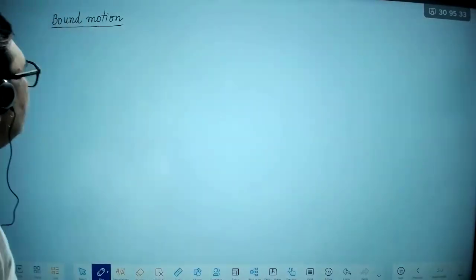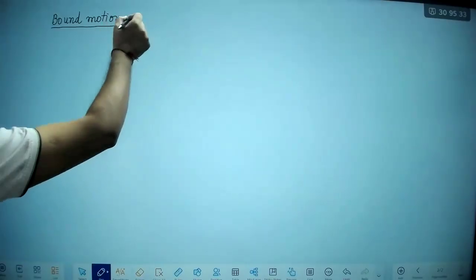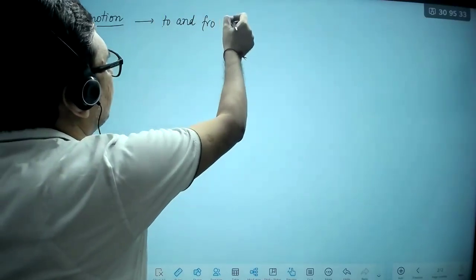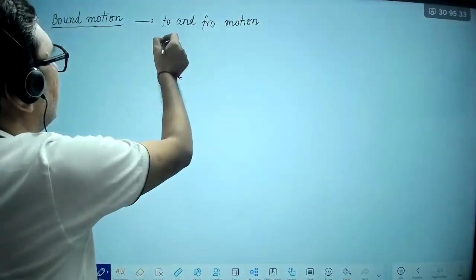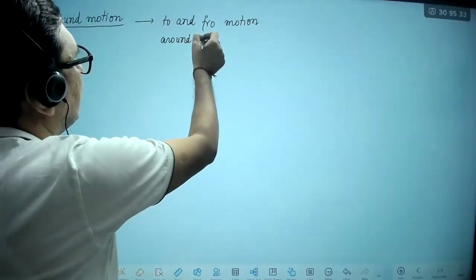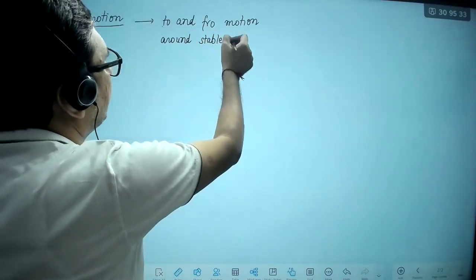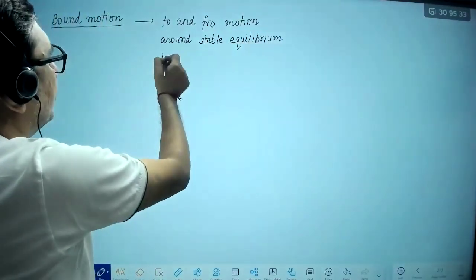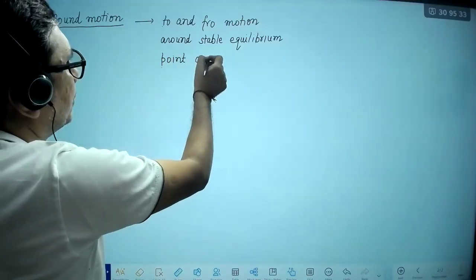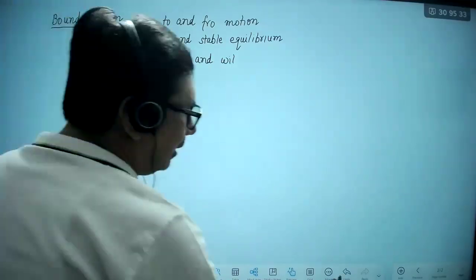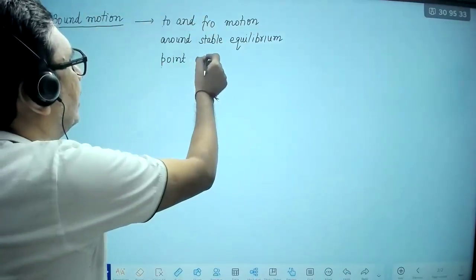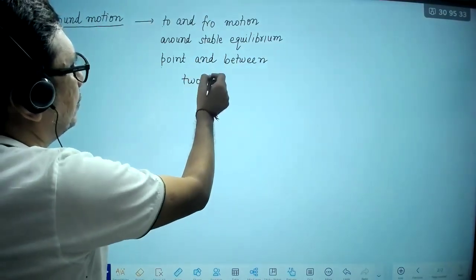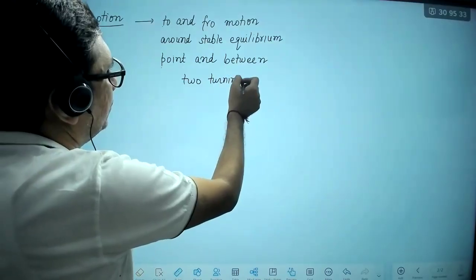Okay, sir. So in the case of bound motion, there will be to and fro motion around a stable equilibrium point, and between two turning points.